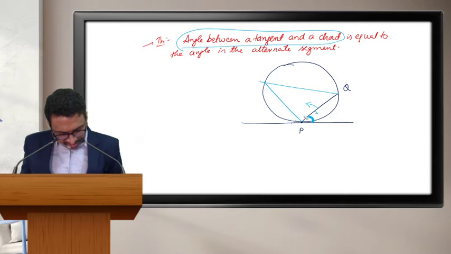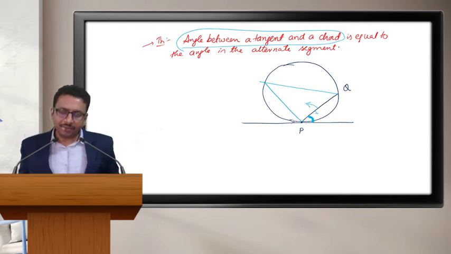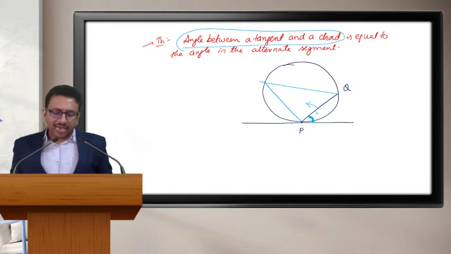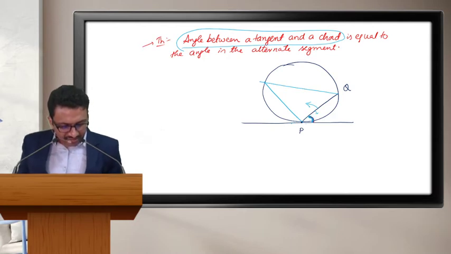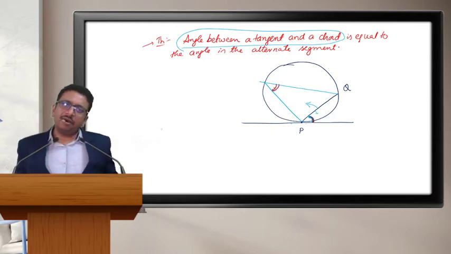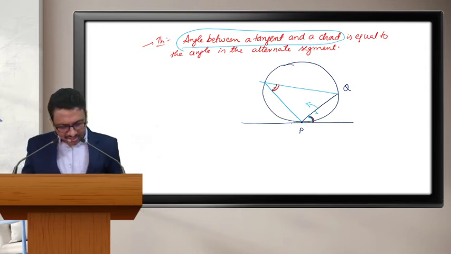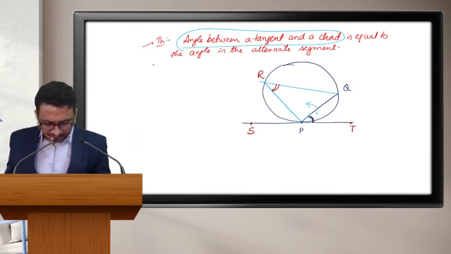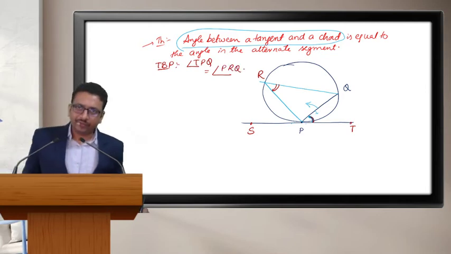So let me just prove the basic theorem, the alternate segment theorem. I need to prove that this angle is equal to this angle in the alternate segment. Let us take some names: P, Q, R, S, T. What is to be shown? Angle TPQ is equal to angle PRQ.